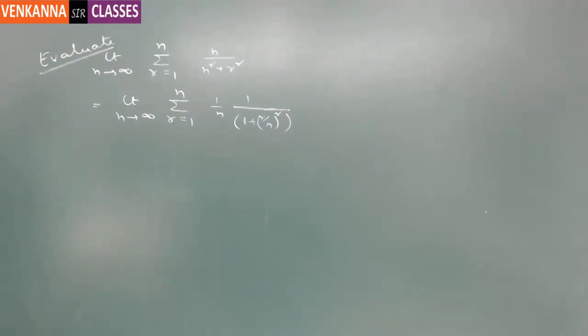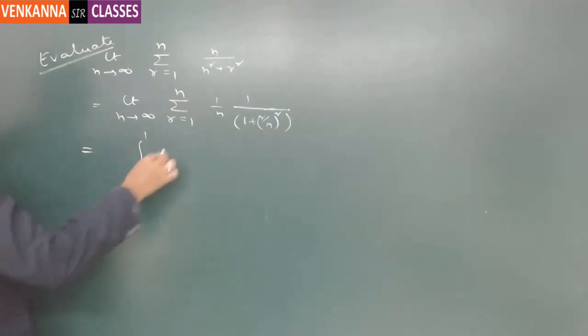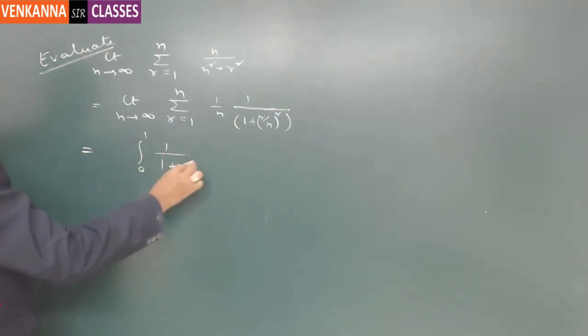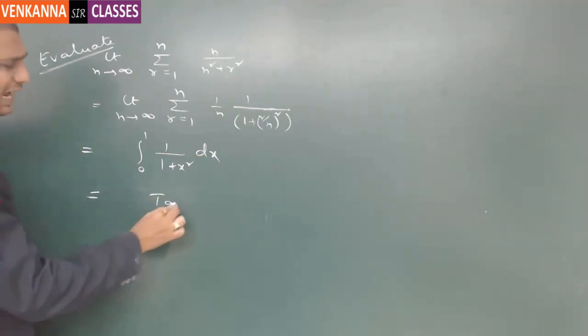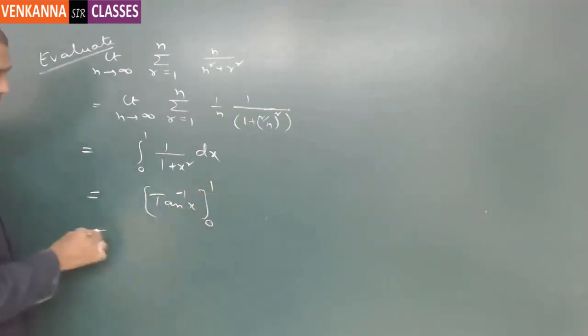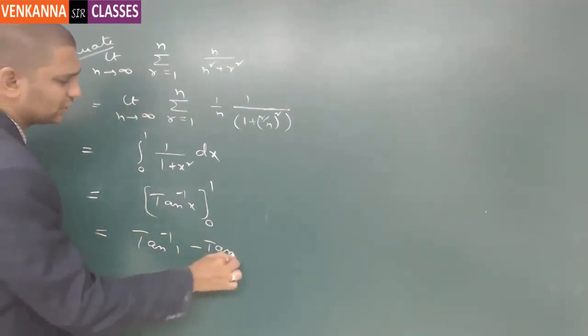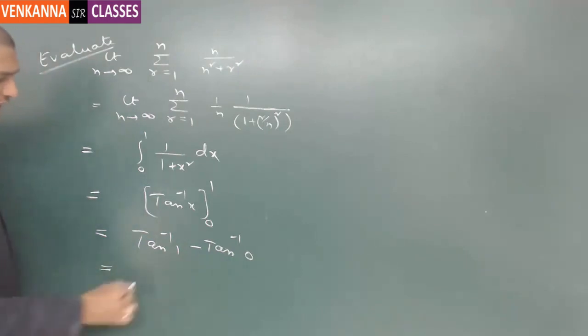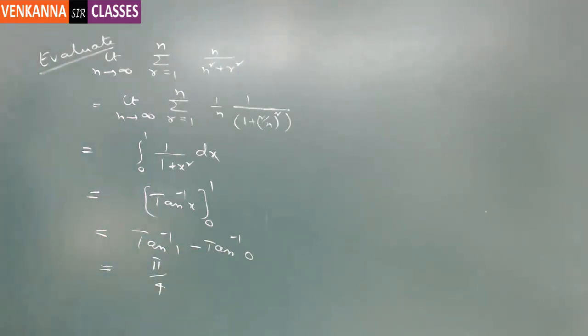Right. So this is equal to, doing that conversion, it is nothing but integral 0 to 1 of 1 by 1 plus x square dx. And whatever the integration, it is nothing but tan inverse x from 0 to 1. So nothing but tan inverse 1 minus tan inverse 0. So tan inverse 1 is nothing but pi by 4. This is nothing but 0. So the answer is pi by 4.